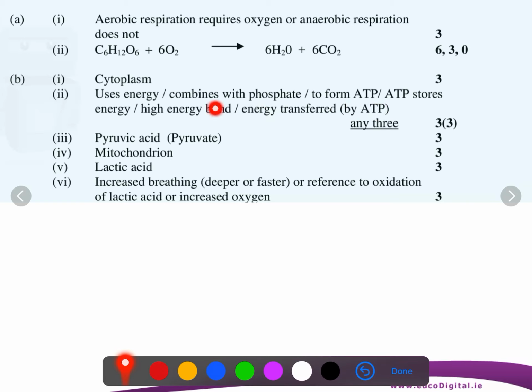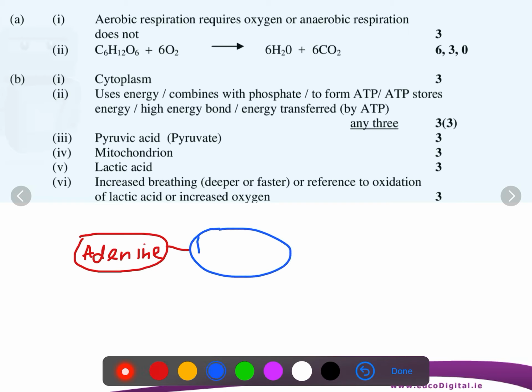Now, these are just little short bullet points that are very hard to remember. So if this was me in the exam, I'd be drawing it out. Okay, you have your adenine. Then we have our ribose, which is our sugar part. Just to show the examiner that you know what you're talking about, we have 2 phosphates. Okay, this is ADP.